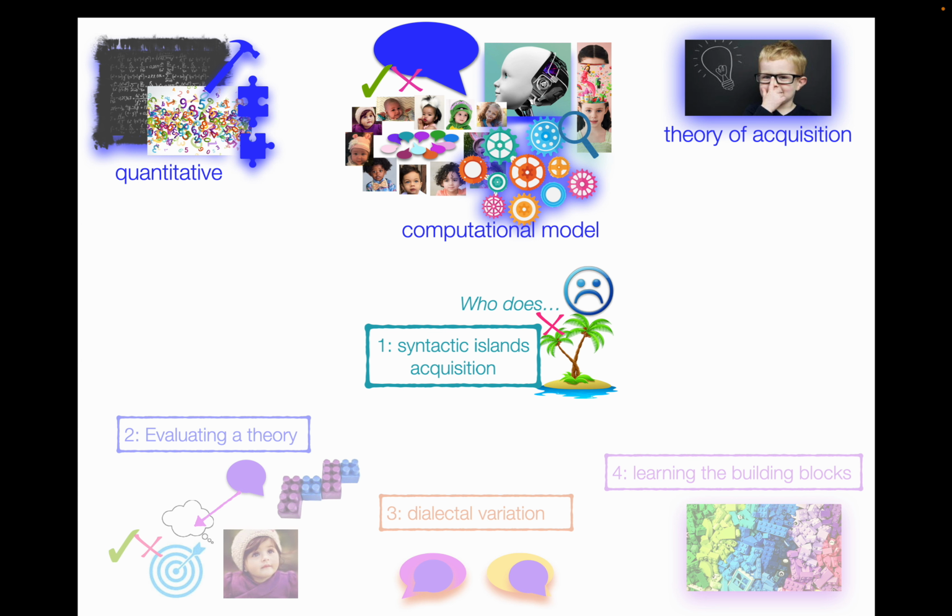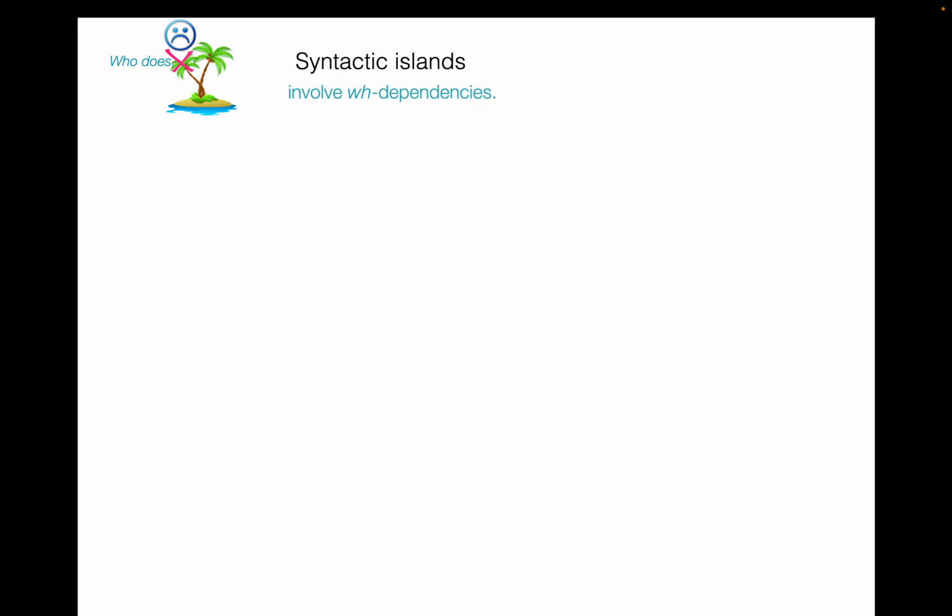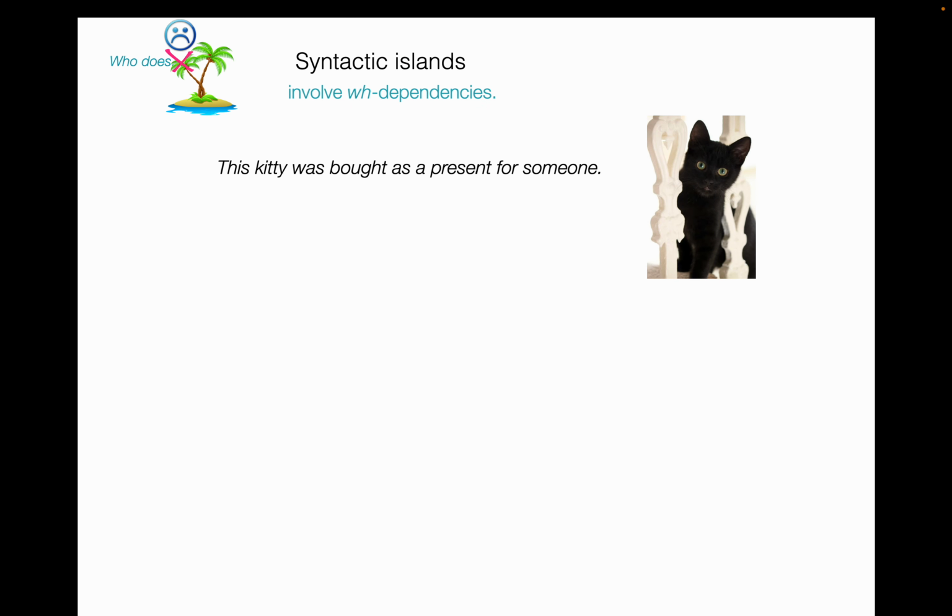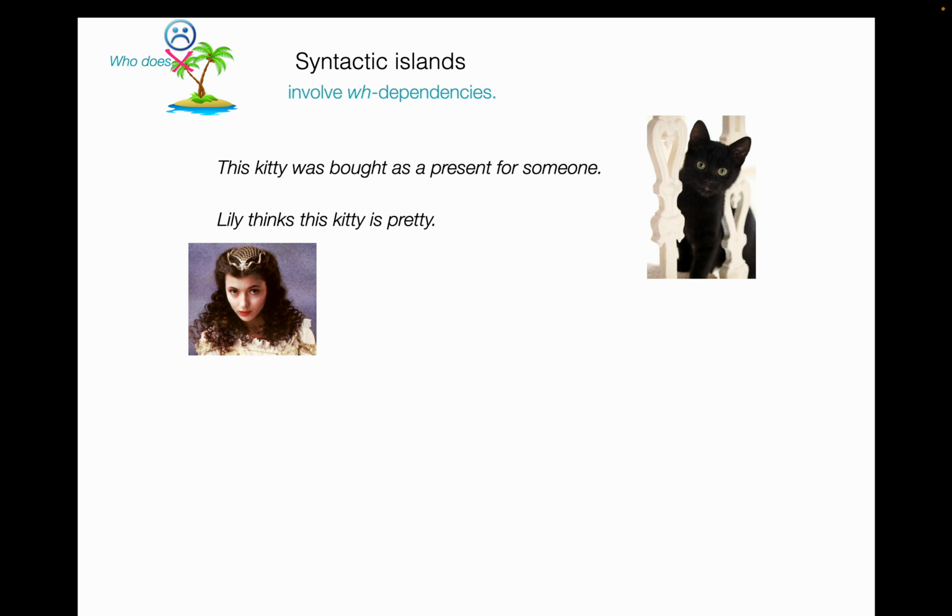Let's talk a little bit about syntactic islands and their acquisition. So syntactic islands involve what are called WH dependencies. Let's consider this scenario. This kitty was bought as a present for someone. Lily thinks this kitty is pretty. Who does Lily think the kitty for is pretty?